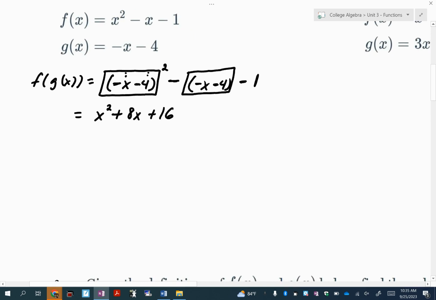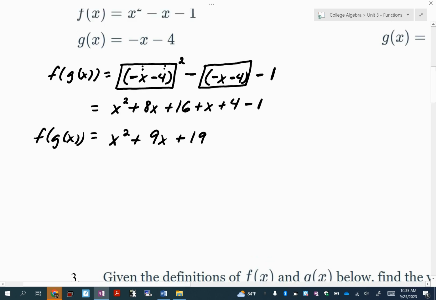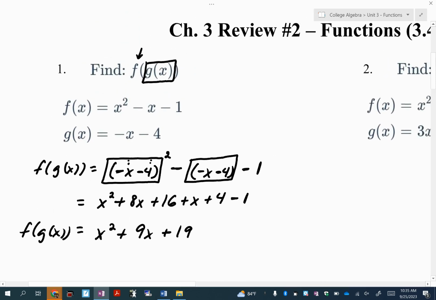All right? Subtracting a negative x is really adding x. Subtracting a negative 4 is really adding 4, and then bring down the minus 1. Get your like terms. So I've got x squared. 8x plus 1x is 9x. 16 plus 4 is 20. 20 minus 1 is 19. So this is f of g of x. All right, so that's the composition. Probably the hardest one that you'll see, in terms of the most difficult, with expanding that binomial squared.